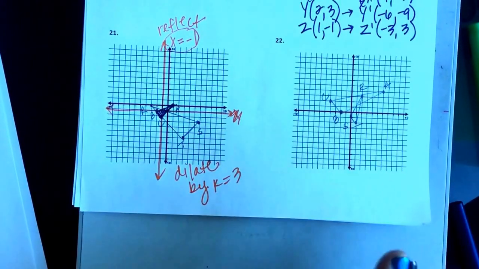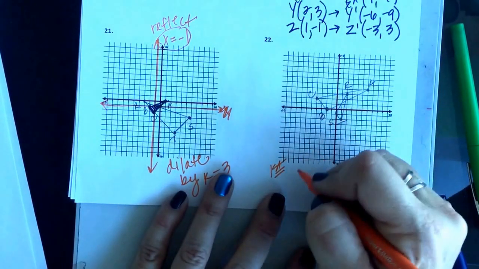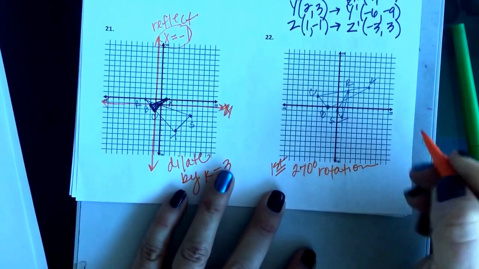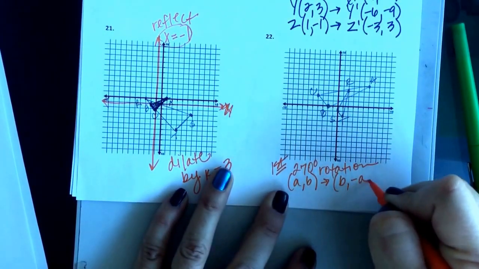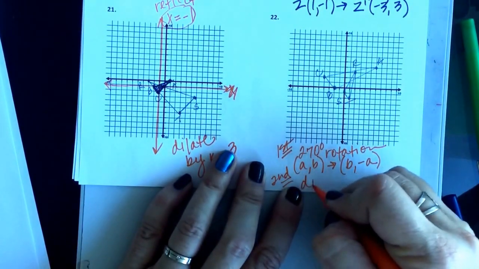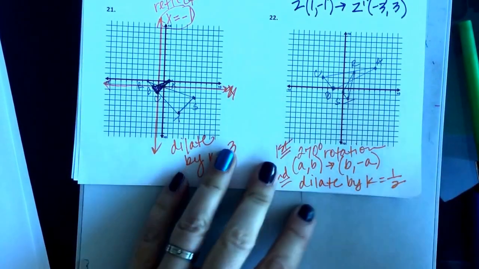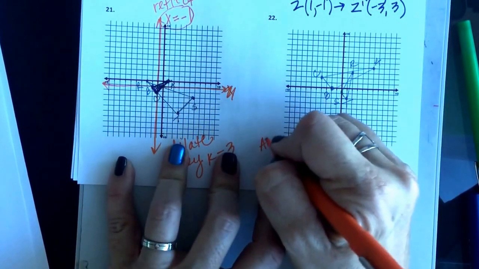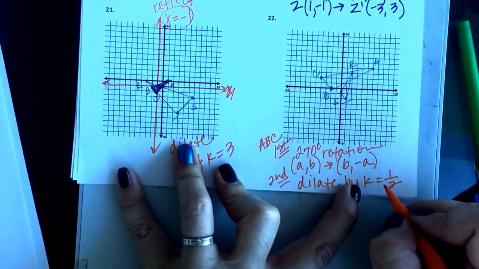Now let me tell you about 22, so you can get 22. The first transformation for 22 is a 270-degree rotation. A 270-degree rotation is going to take all your (a, b) points and turn them into (b, -a). Then from there, your figure is going to get smaller. You're going to dilate by a half. That'll get you from rotating ABC, and then dilating by a half, down to RST.